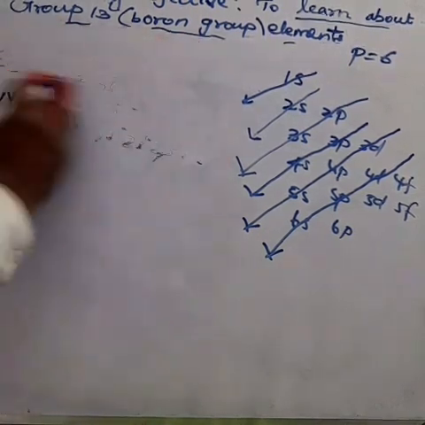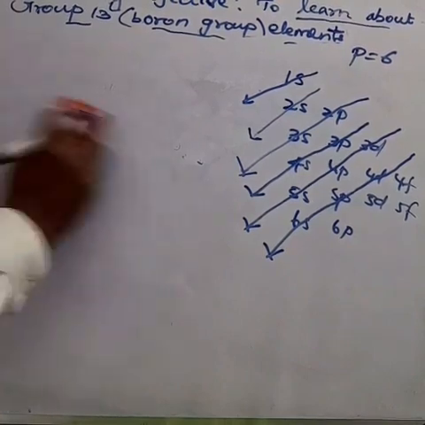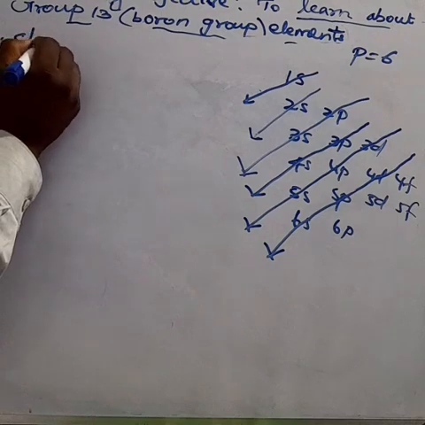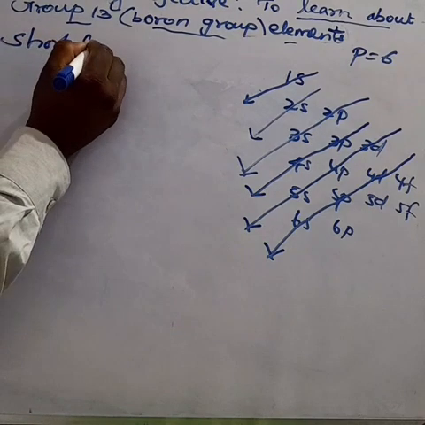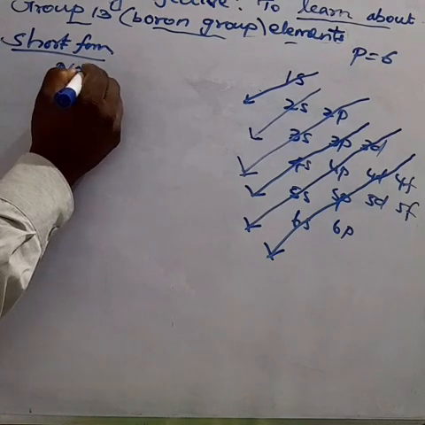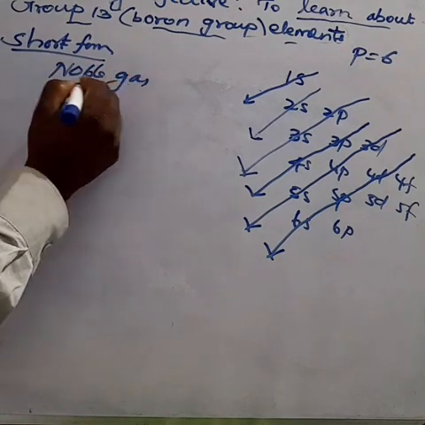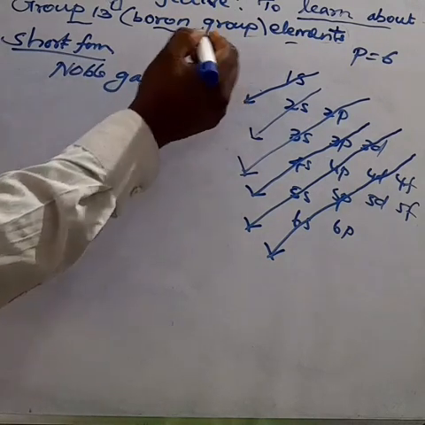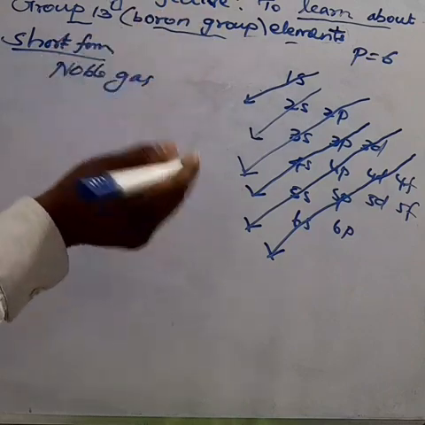Okay, then how will you write the short form? There is one short form. How to write the electronic configuration? For writing the short form, you have to select the nearest noble gas. Am I right? So our family, the boron family, we know that. Which are the elements in the boron family? That is boron, aluminium, gallium, indium, thallium.